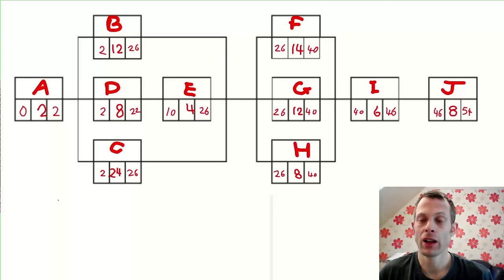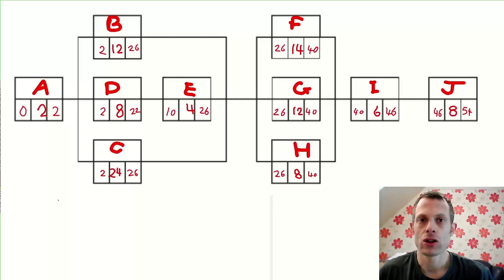So, for example, looking at task A, from left to right, 0 plus 2 equals 2. And in task C, 2 plus 24 equals 26. The tasks where that happens are on the critical path, which means they cannot be delayed without delaying the entire project. In other words, they have no float time. So that's one thing to check that you've done this backward scan process correctly.